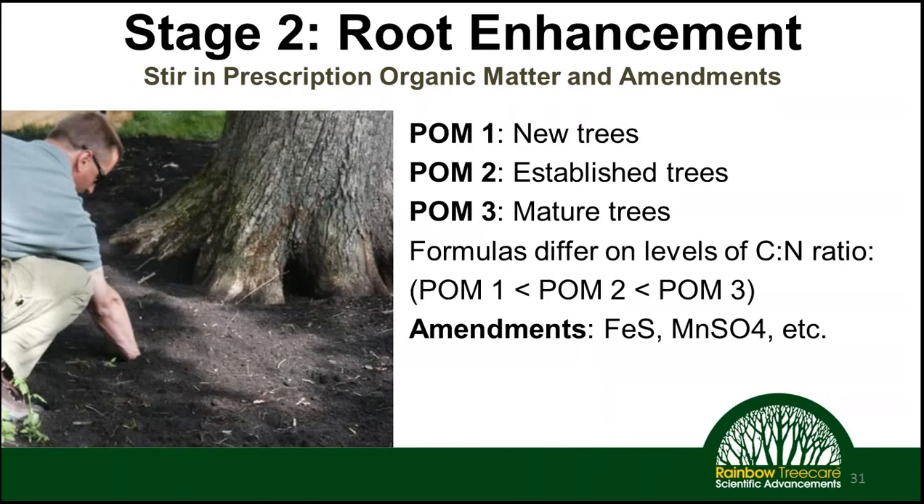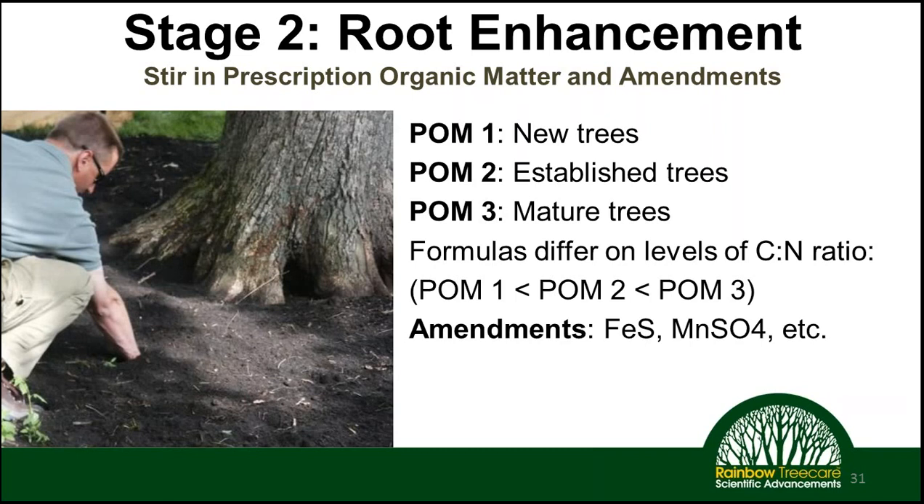So after that soil gets decompacted, then we've got the stirring in of prescription organic matter and amendments. We've got 3 prescriptions that we apply, whether it's a new tree, an established tree, or a mature tree, bigger, older trees. So POM 1, 2, and 3 just means a prescription organic matter, 1, 2, or 3. And the difference between these are the levels of carbon-nitrogen ratio. That organic matter 1 has less than number 2, and that has less than number 3. The rationale being a mature tree, we don't want to push more new growth really with the nitrogen.